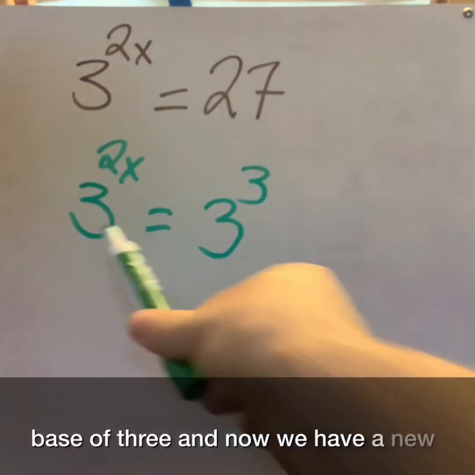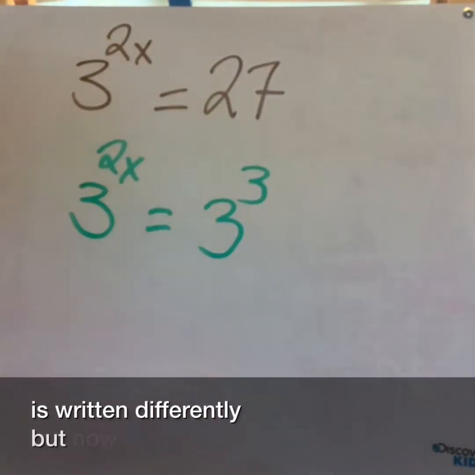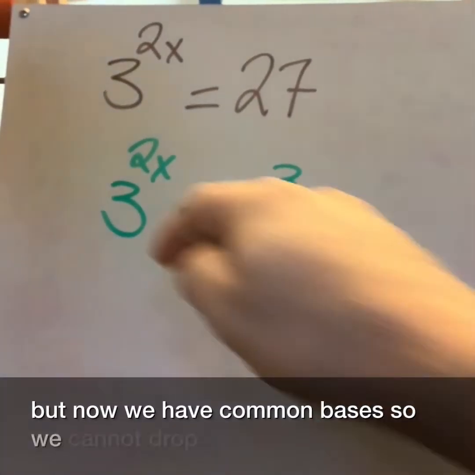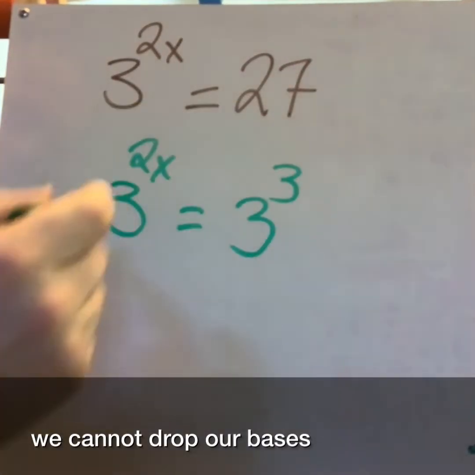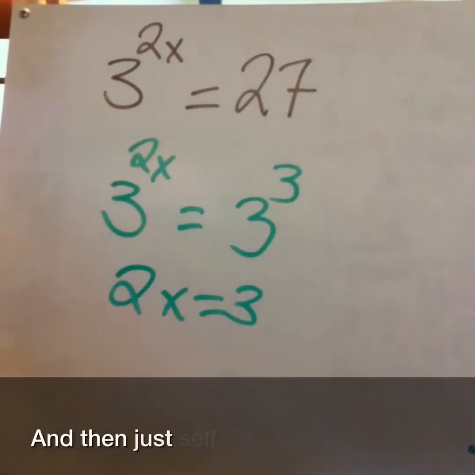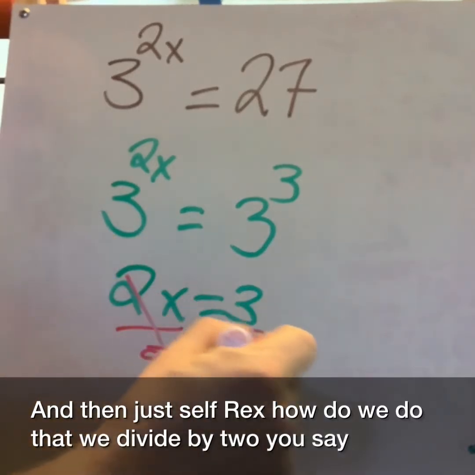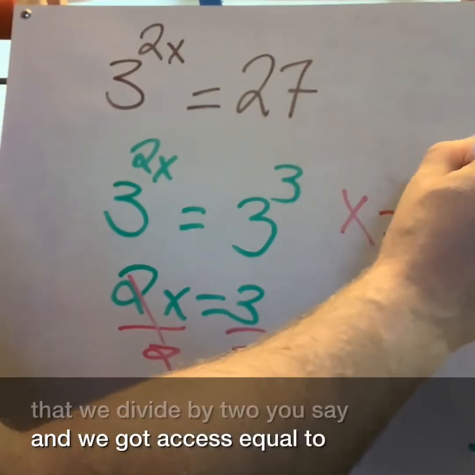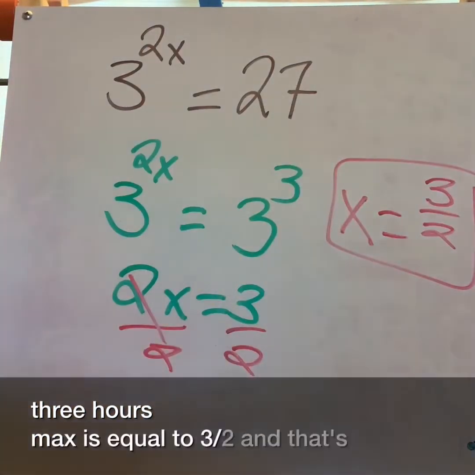And now we have a new equation, right? It's the same equation, just written differently. But now we have common bases, so we can drop our bases and just rewrite this as our exponents equal to each other. 2x is equal to 3, and then just solve for x. How do we do that? We divide by 2 each side, and we get x is equal to 3 halves.